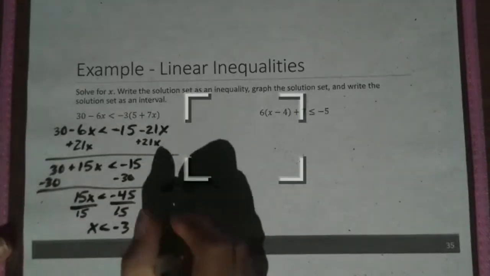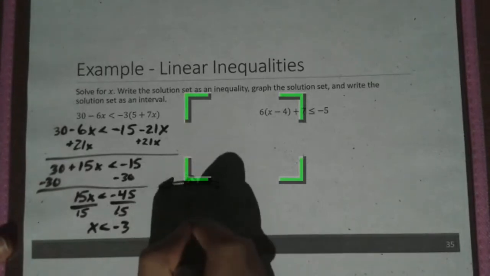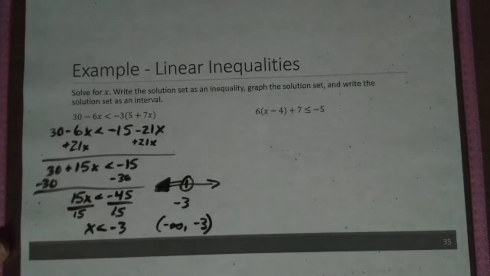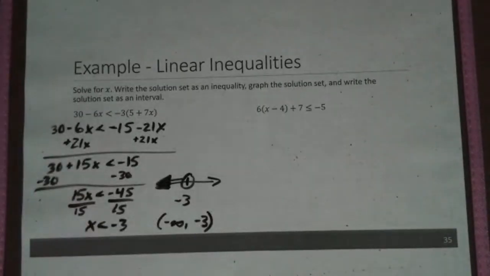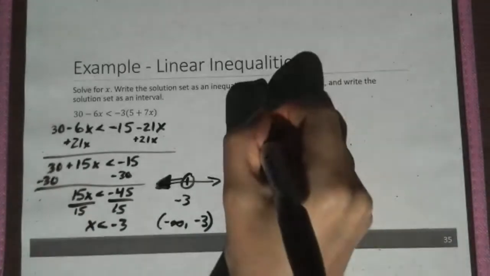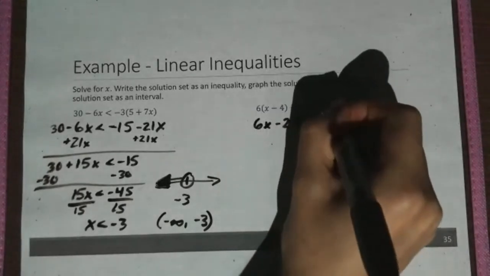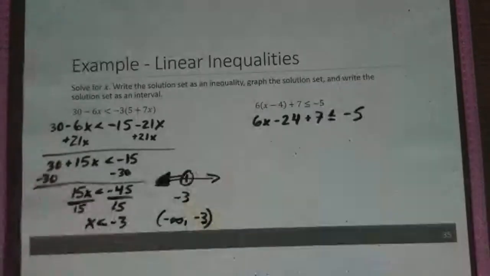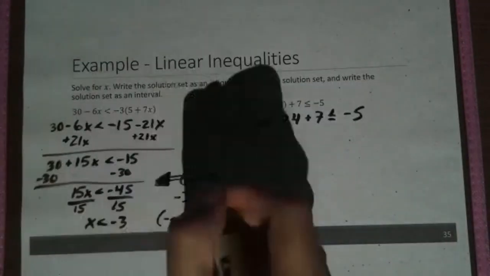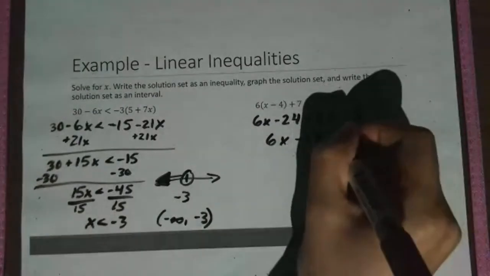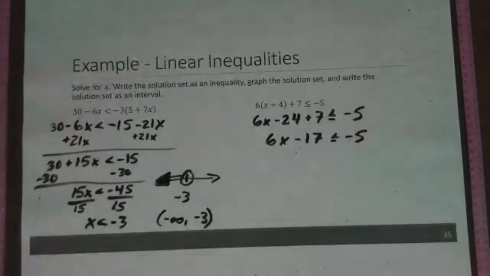In interval notation, this will be -infinity to -3. Next up, we have 6 times x minus 4 plus 7 is less than or equal to -5. Again, I'm going to start by distributing. So I'll have 6x minus 24 plus 7 is less than or equal to -5. I'm going to combine my like terms. So 6x minus 17 is less than or equal to -5.